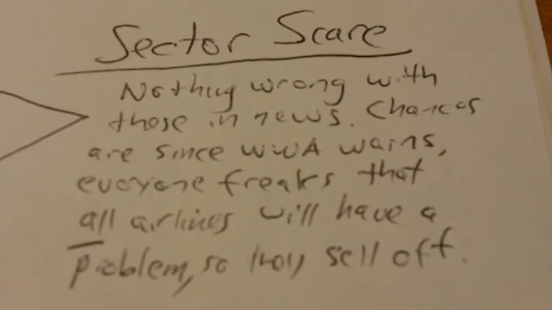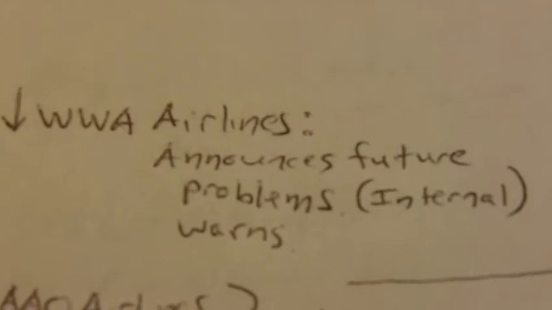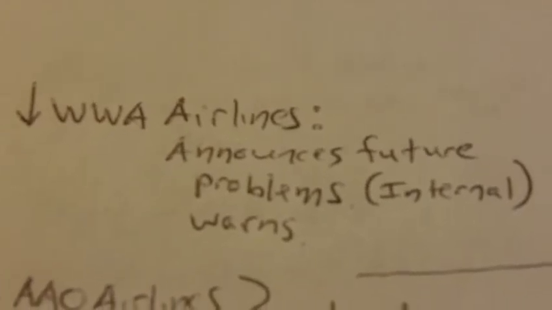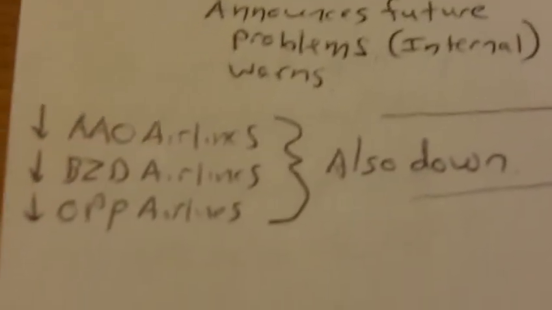Now you look at the reason why the first airline, WWA, announced something bad. Was it something to do with the industry, or was it something to do with their internal processes just on that airline alone? If that is the case, and it's just that one particular airline, then that's an emotional overreaction with those other airlines selling off. That's a sector scare, okay?